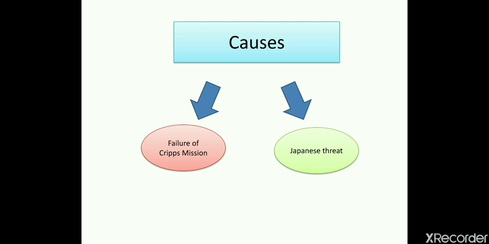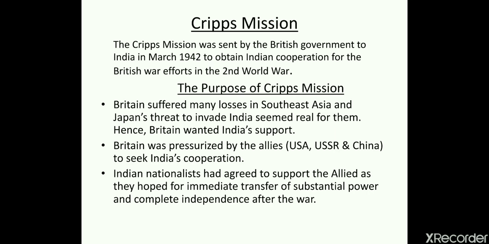Now before we know what the failure of the Cripps Mission was, we should know what the Cripps Mission actually was. The Cripps Mission was sent by the British government to India in March 1942 to obtain Indian cooperation for the British war efforts in the Second World War. Basically, the Britishers wanted Indian support during the war, and they wanted to settle the matter. Therefore they sent the Cripps Mission, but it was unsuccessful. The mission was unsuccessful because it could not cater to the demands and problems of the Indians.